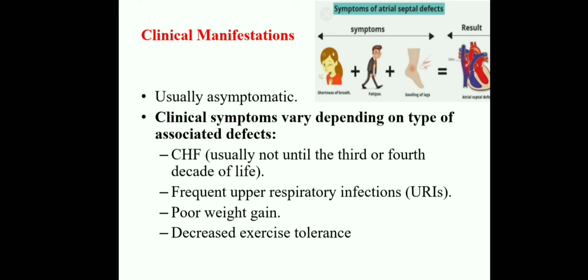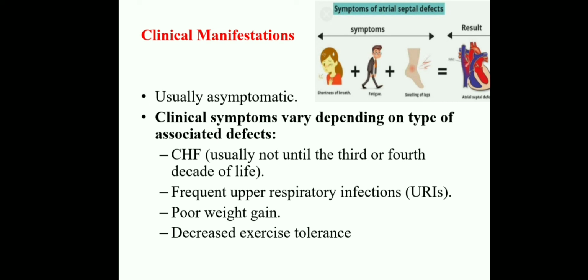What are the three types of atrial septal defects? Sinus venosus defects, which are high. Ostium secundum, which is medial. Ostium primum, which is the lower part. Okay, these are the types. Depending upon the type, the child suffers with some clinical features. What about congestive heart failure? Usually it does not occur until the third or fourth decade of life.